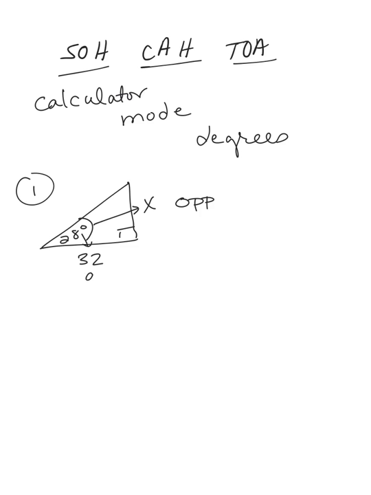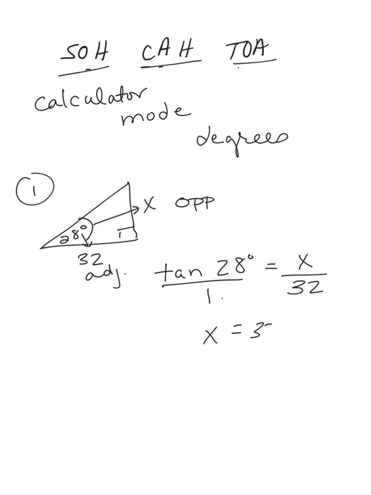This is next to it. That's the A for adjacent. So up here, who has O and A? That's TOA. So you write it tan of 28 degrees equals opposite over adjacent. We're going to put a 1 below this and cross multiply. 1 times x is x, and then I have 32 times tan of 28.